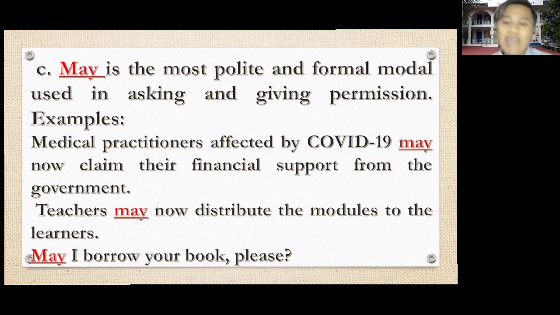All right, and number two, example, teachers may now distribute the modules to their learners. Does it ask or give permission? What do you think? All right, it obviously gives permission to our dear teachers that they are now being allowed to distribute their modules to their learners.